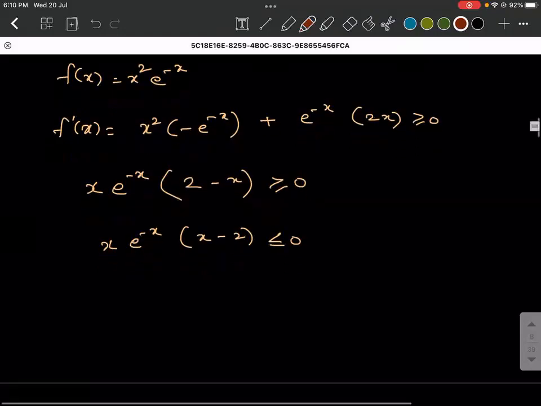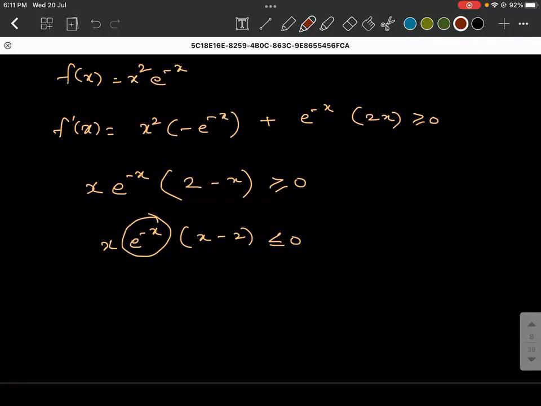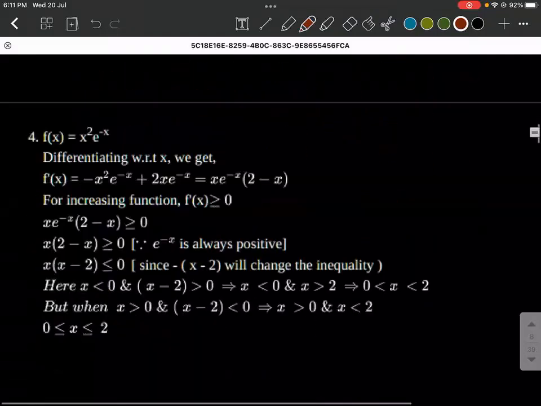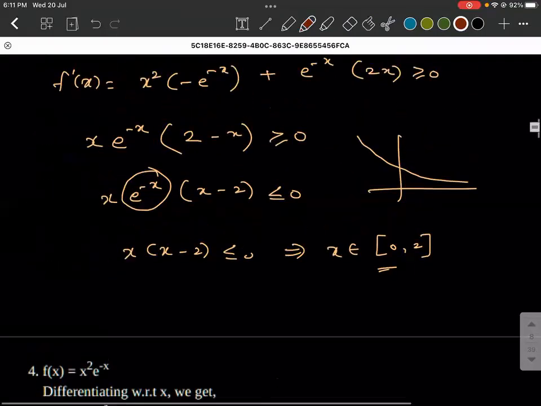Can I do this? So e power minus x is never equal to 0, so it will go to the other side. E power minus x is always positive. E power minus x graph is like this, exponentially decreasing. So yeah, it is always positive. I can say x into x minus 2 is less than or equal to 0, which implies x belongs to 0 to 2. So I used closed interval here because they used only the word increase. Had they used strictly, they should actually not use it. They should not put it as equal to it. Okay.